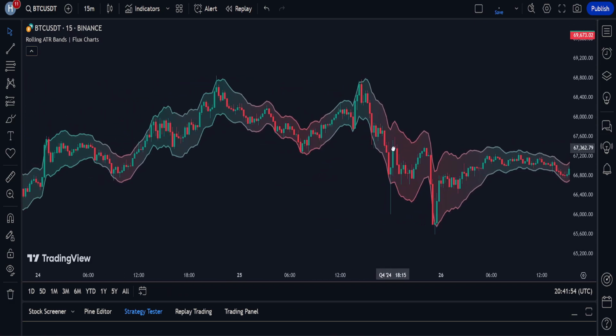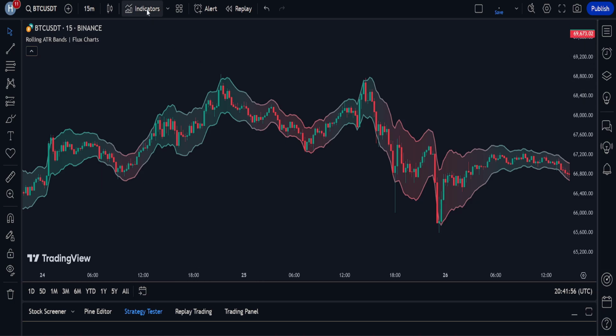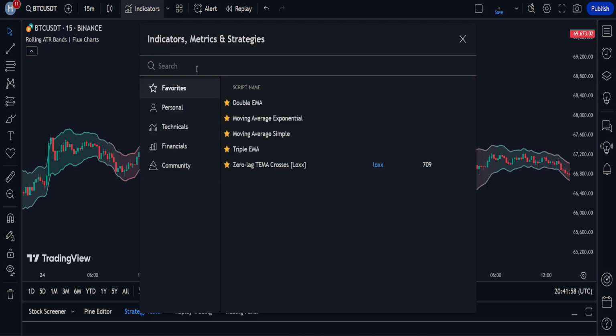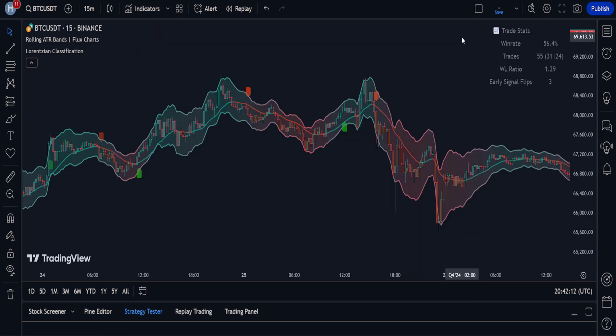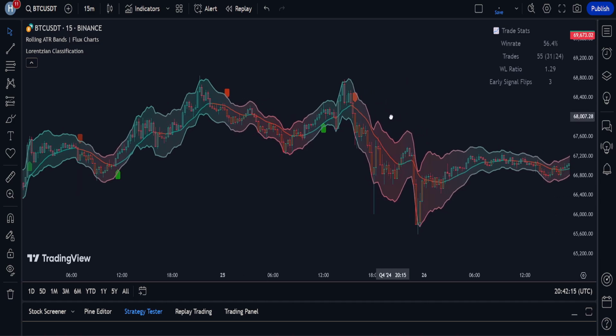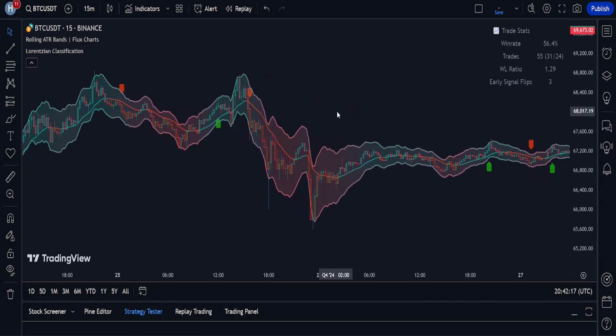For example, a good strategy would be to pair this indicator with the machine learning Lorentzian classification indicator. To add this indicator to the chart, open the Indicators tab again and search for machine learning Lorentzian classification. After that, add this one, which is also an editor's pick and is written by J.D. Horty. This is a very powerful buy and sell signal indicator that is built based on a machine learning algorithm.